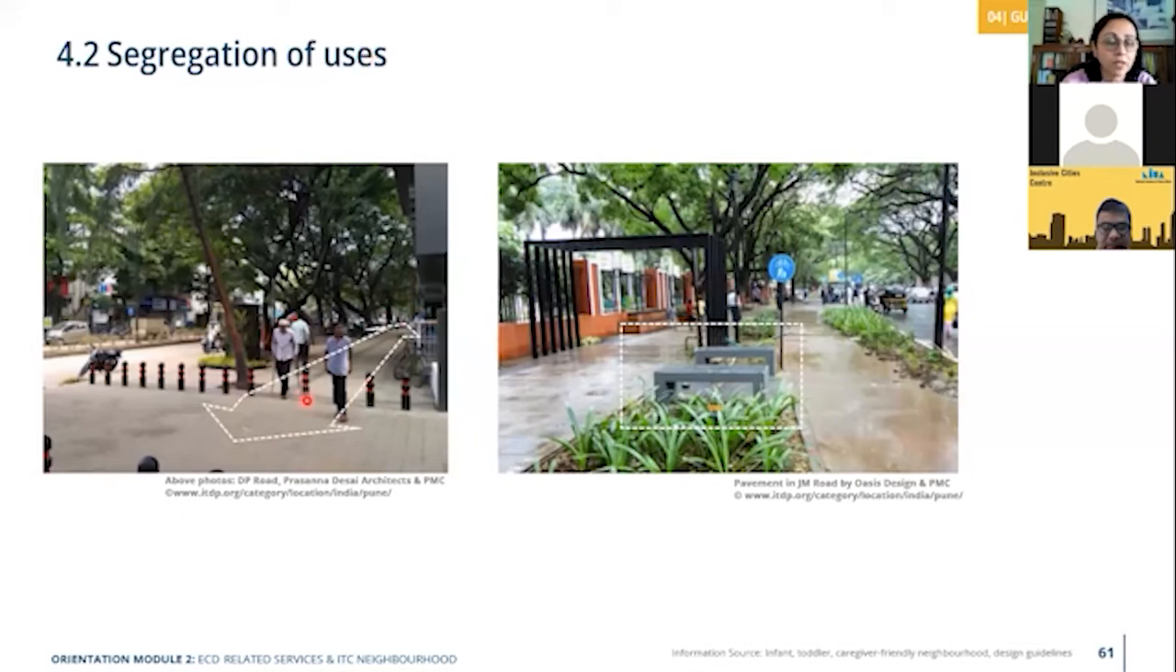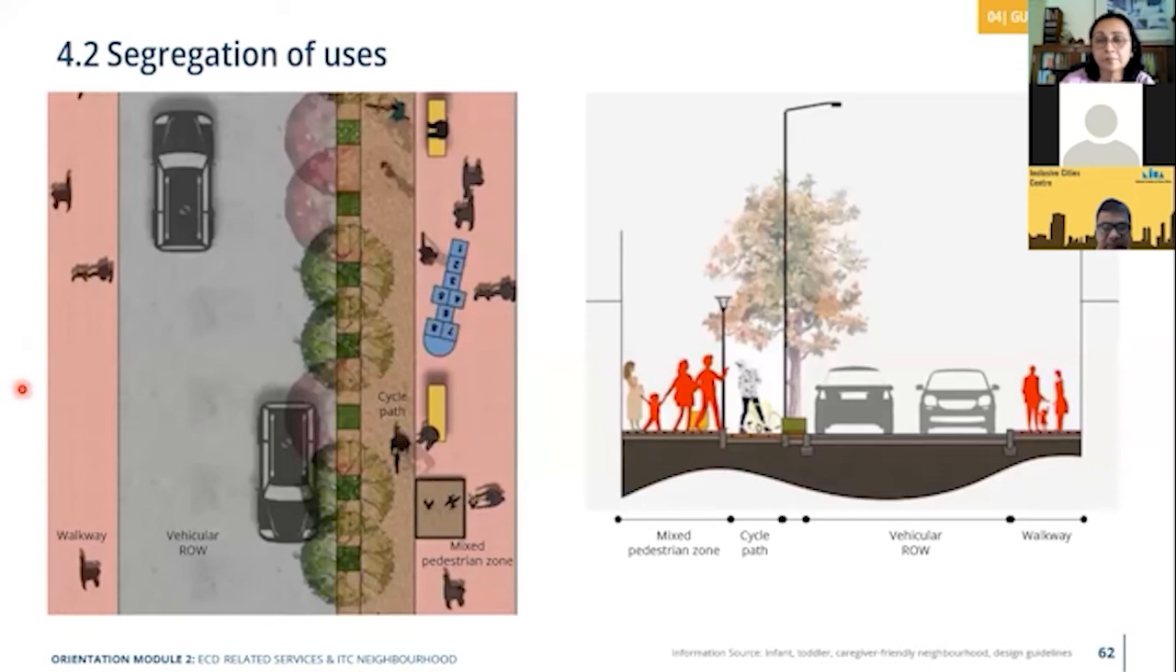So the right of way can be defined in such a way that the walking and the people are given the priority. And here particularly, you also see, my pointer is in the right place. You also see that the bollards are there, but the central bollards are little wider to allow a pram or a stroller or even a wheelchair to cross. So these are the small guidelines that one can follow in order to make this ITC friendly.